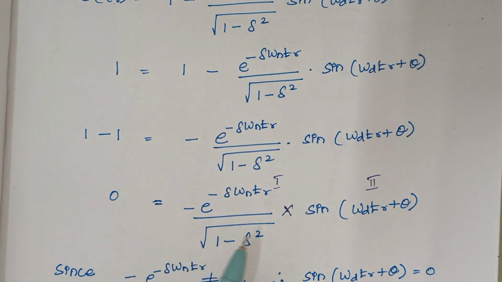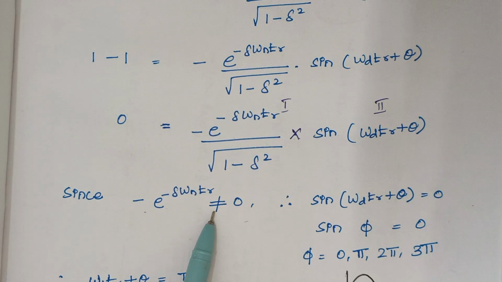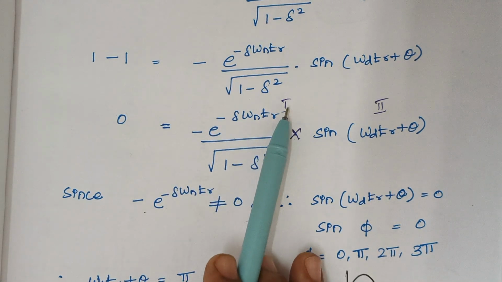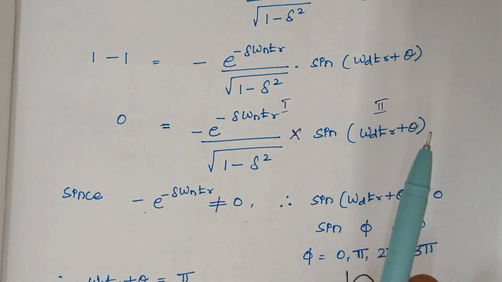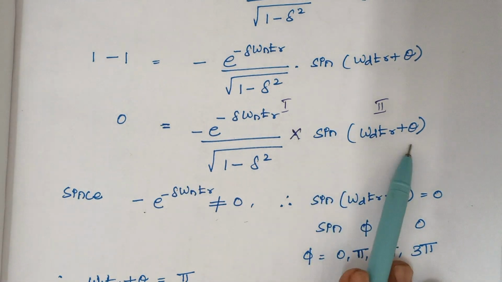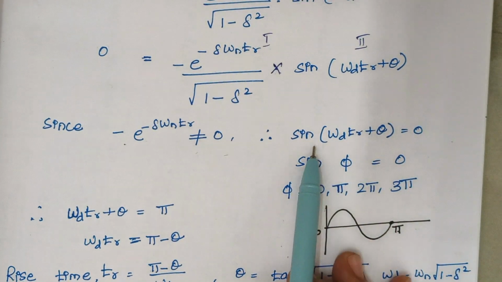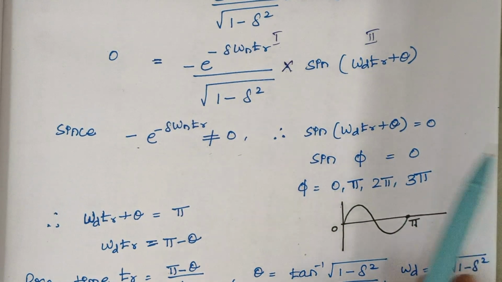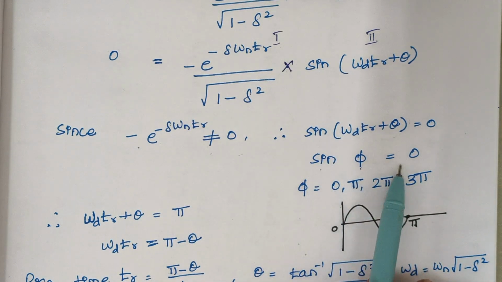So what does it mean? Either one of these two terms should be 0 or both terms can be 0, right? But as we all know, the exponential term will never equal 0. So our first term is not equal to 0. Then what is our next choice? The only option is that this second term is equal to 0. So we have to equate this second term to 0. So when you equate this second term to 0, this term is replaced by pi. That is, sin pi is equal to 0.